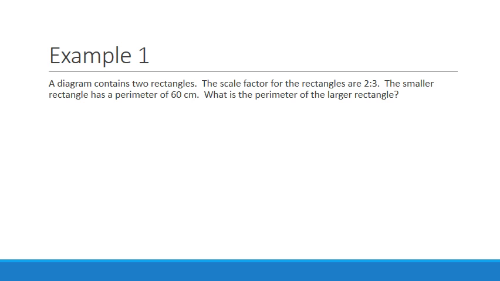All right, so our first example. A diagram contains two rectangles. The scale factor for the rectangles is 2 to 3. The smaller rectangle has a perimeter of 60 centimeters.